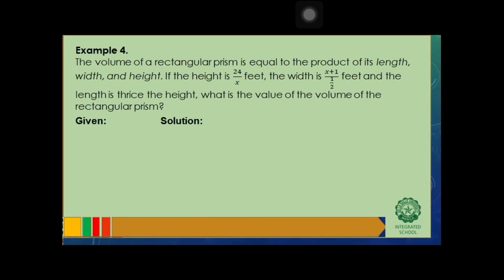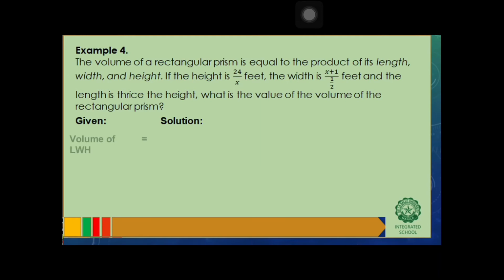Example number 4. The volume of a rectangular prism is equal to the product of its length, width, and height. If the height is equal to 24 over x feet, the width is x plus 1 over 1 half feet, and the length is thrice the height. What is the value of the volume of the rectangular prism?